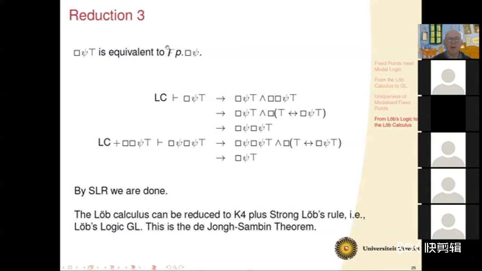Now we look at this fixed point, and remember our convention: I declare P to be the designated variable. So this thing means the result of substituting true for P in box psi, or if you want in psi, it's the same. And now I will prove that this here is equivalent to this fixed point.